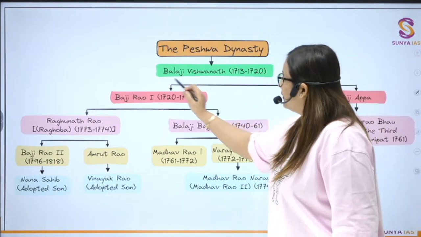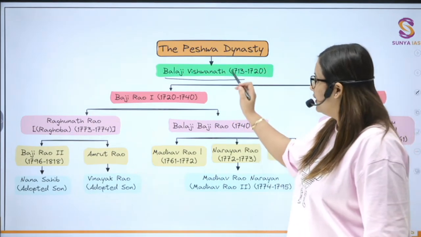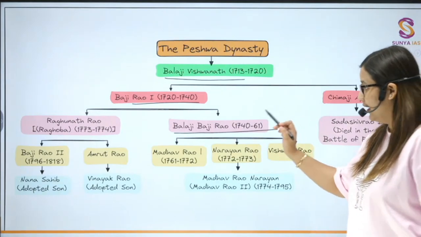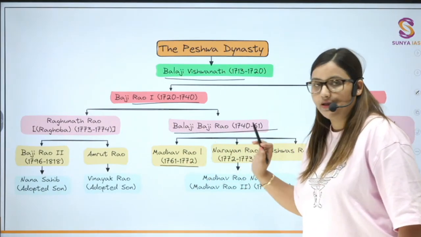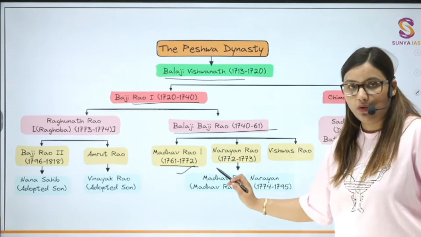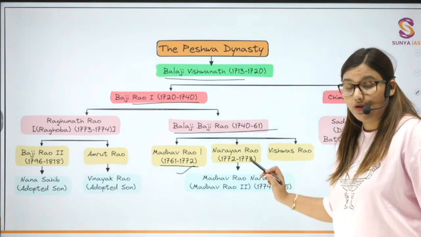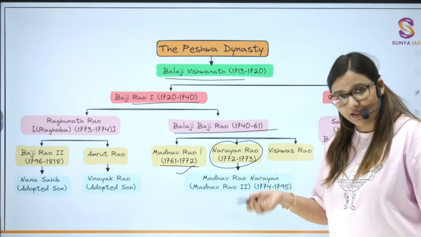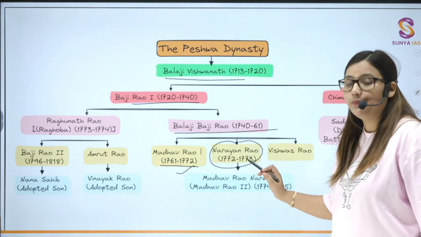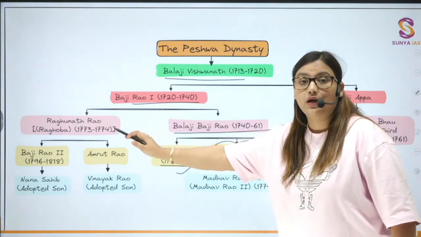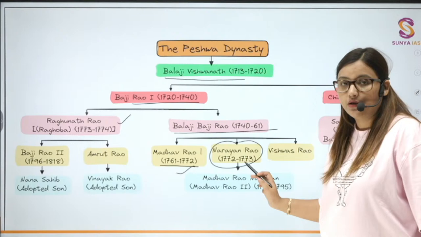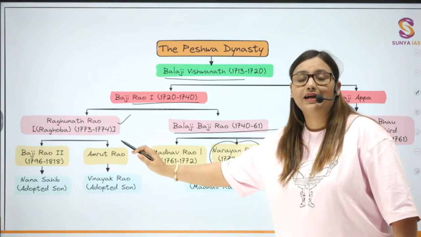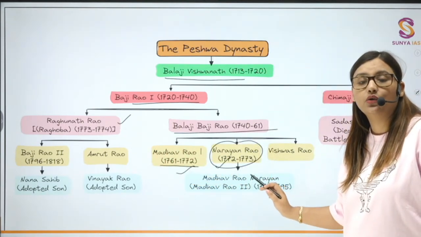Look at this slide. Balaji Vishwanath, first Peshwa, his son Bajirao I, second. After him, Balaji Bajirao. From Balaji Bajirao to Madhavrao I, things are fine. After the death of Madhavrao, the Peshwa power will decline. After Madhavrao, Narayan Rao, his brother, became the next Peshwa, but Narayan Rao was killed by Raghunath Rao. Raghunath Rao is the uncle, and Narayan Rao is his nephew. So Raghunath Rao got his nephew murdered to get the throne of Peshwaship.